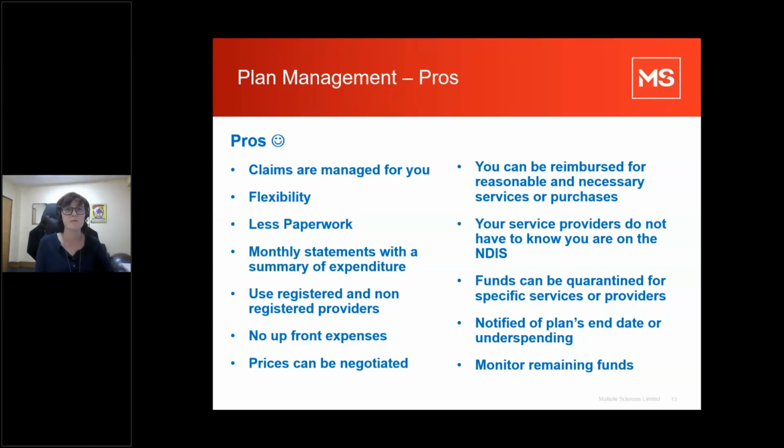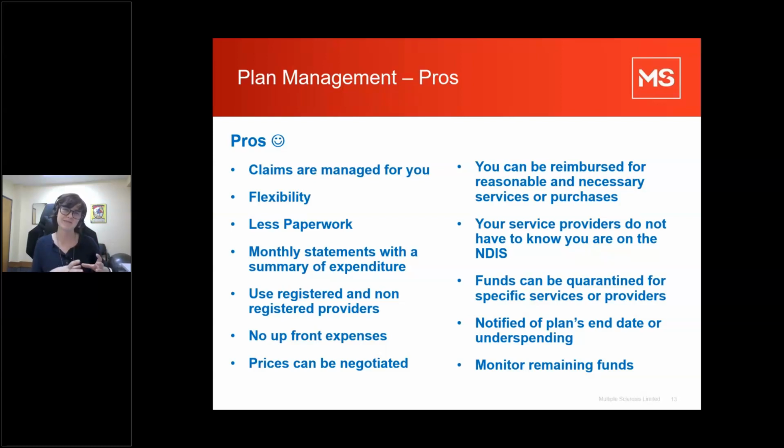And I know a lot of people are really mindful that this is government money and it is real money that translates to time. There doesn't have to be any upfront costs for you when you are plan managed. And you can also still allocate funding specifically for certain providers. That means that they quarantine. Sorry, I hate using quarantine during COVID. It's a terrible, dirty word.